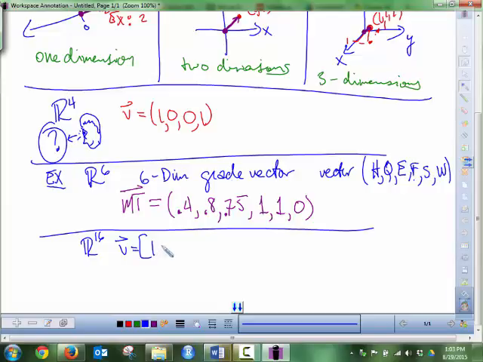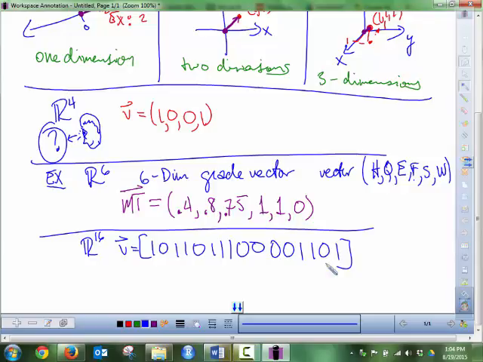And then you would have 16 digits: 1, 2, 3, 4, 5, 6, 7, 8, 9, 10, 11, 12, 13, 14, 15, 16. You would have a vector that looks like this, and a computer would look at this and say, okay, that is actually number... Anybody?